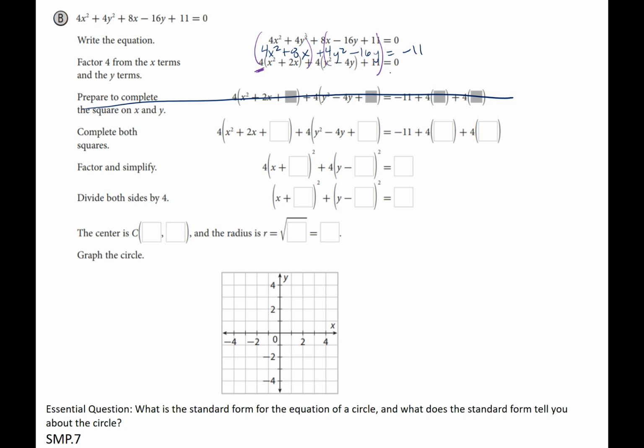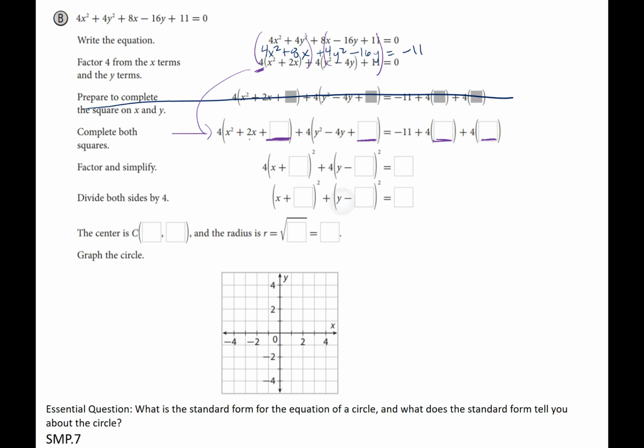Now that we've got this, we're going to add in our plus blanks and do our cheating factoring. Okay, so that's what they did in this line right here. So we added in our plus blank on the left and the right, and our plus blank on the left and the right, and our 11 is now over on the right side. Then they set up the factoring piece with the 4s out front.